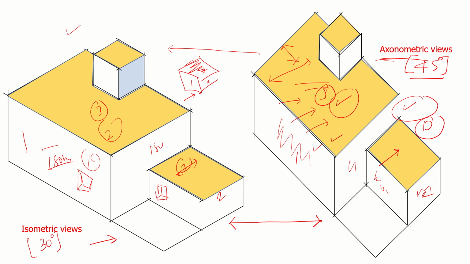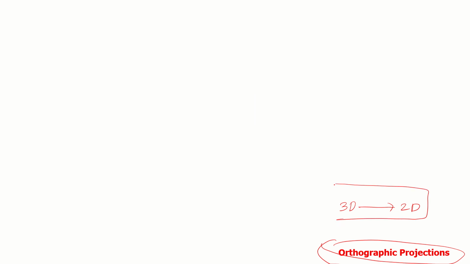I hope this is clear for everybody, and you should not have any doubts in this. Is it fine? Yes, sir. Okay, fine. So now the third component is called the orthographic projection. What is orthographic projection? I told you it's 3D to 2D drawings, converting a three-dimensional object into 2D drawings.